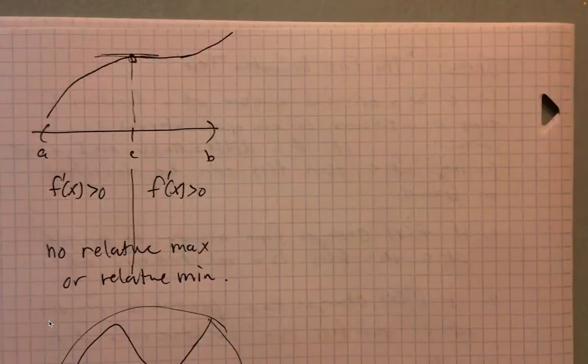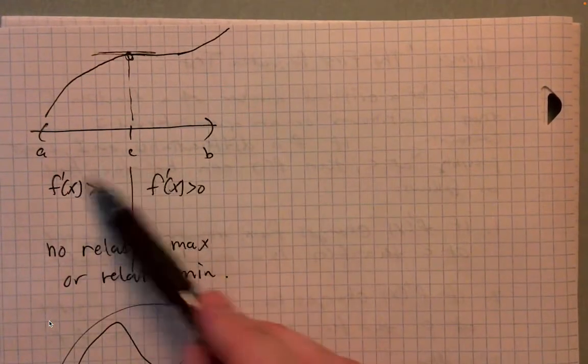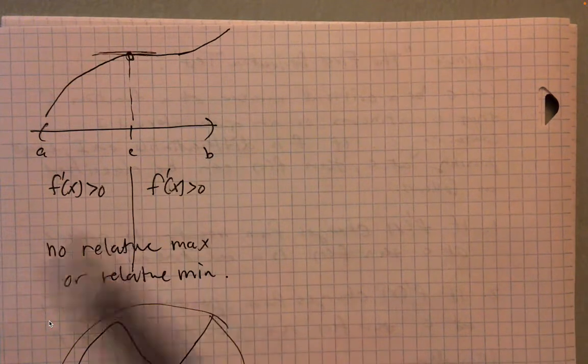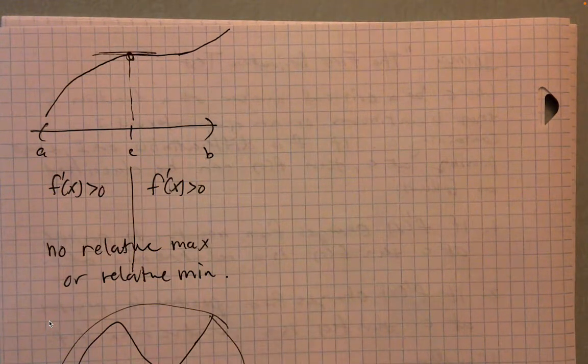It's saying, hey, if you've got a critical value, all you got to do is test the derivative on either side to figure out if it's a max or a min, or neither.